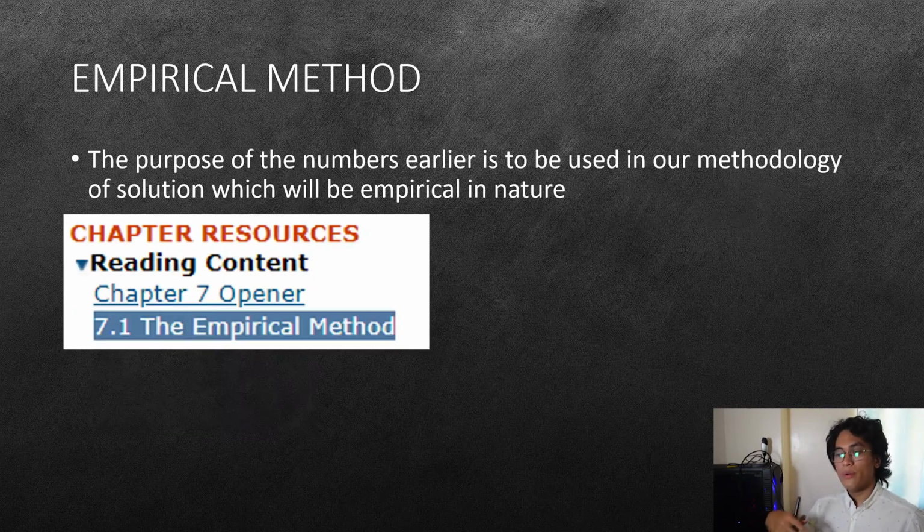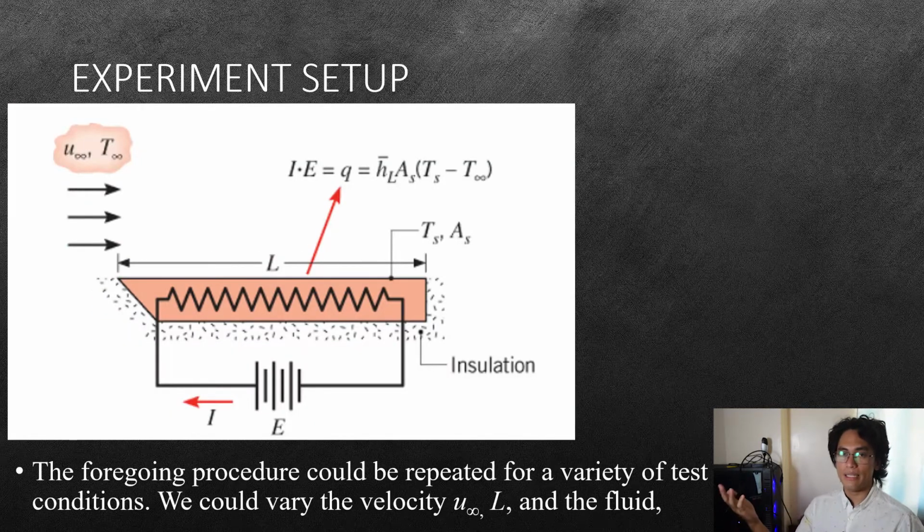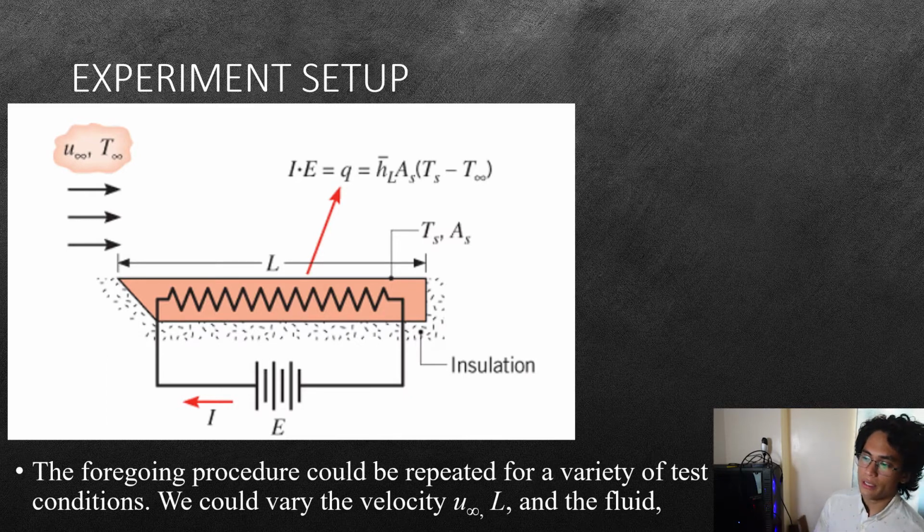But for now, we will be using the empirical method. You can read up the empirical method on 7.1. The purpose of the numbers earlier, the Nusselt number, Reynolds, and Prandtl number, is to be used in our methodology of solution, which will be empirical in nature. In other words, when we say empirical, it is formed via experiment data. So the setup of the most common experiments conducted is, here we have a flat plate.